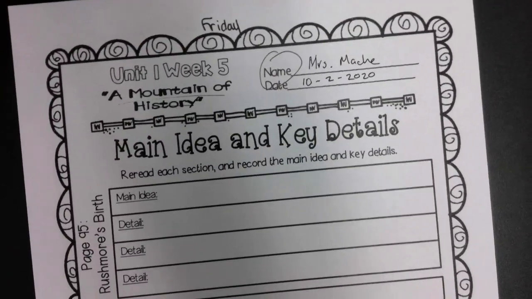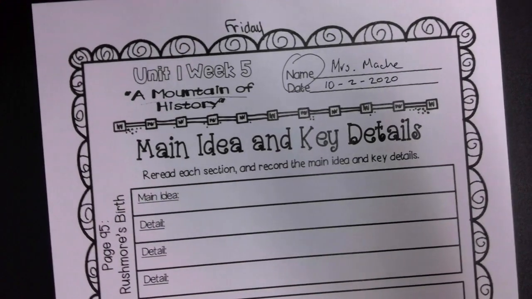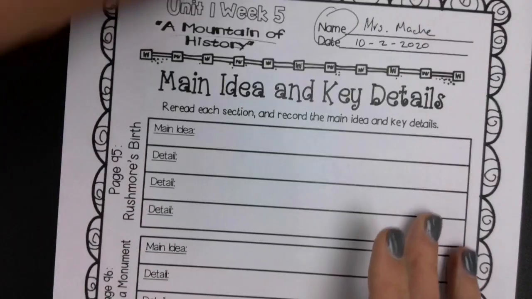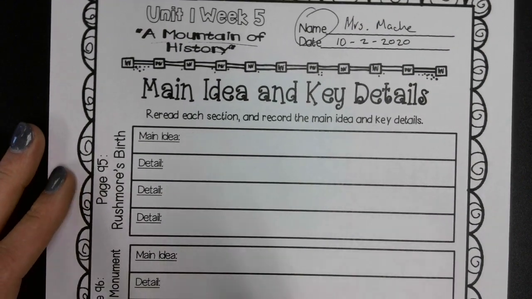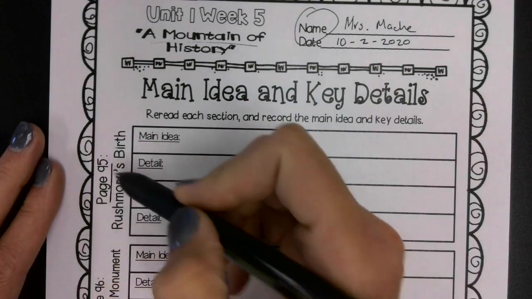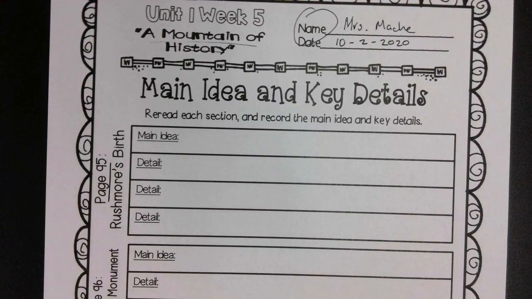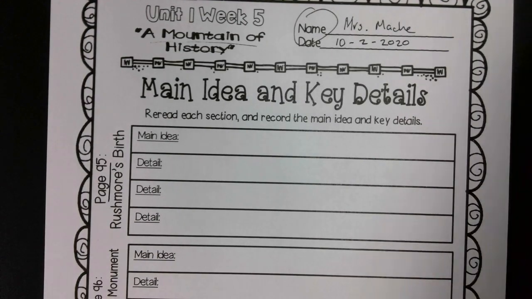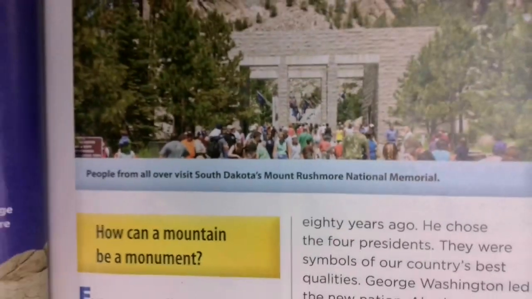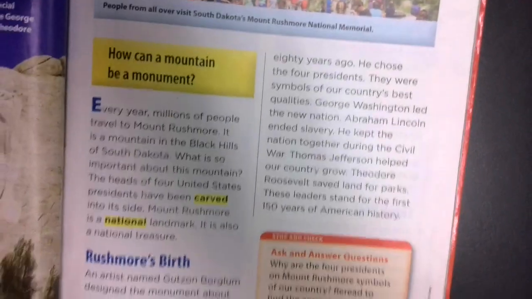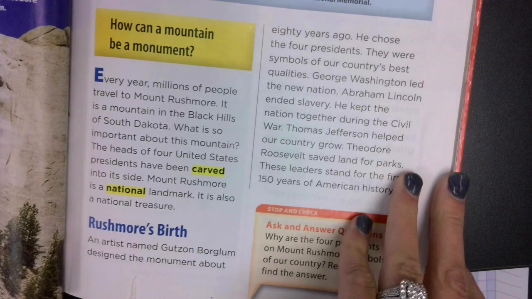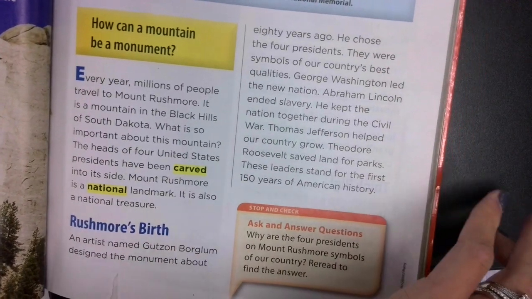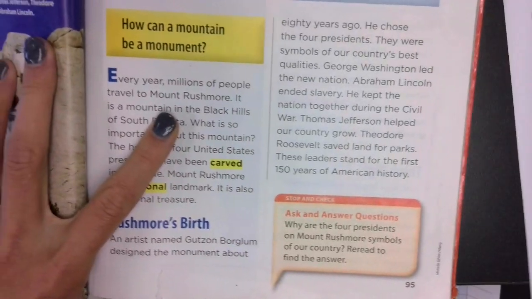All right. So today we're going to reread, and then we're going to record the main idea and the details that support that. So, if we look at page 95 here, we're going to talk about Rushmore's birth. See at the bottom where it says Rushmore's birth, this is the section that we're focusing on. So, we're trying to figure out what's the main idea, and then what are details that support that.